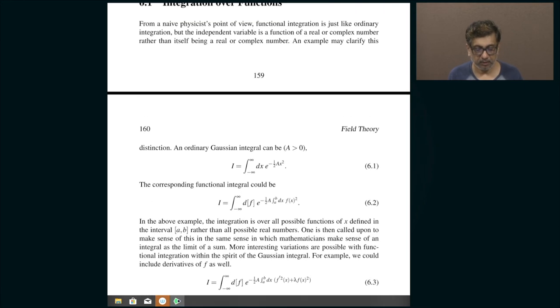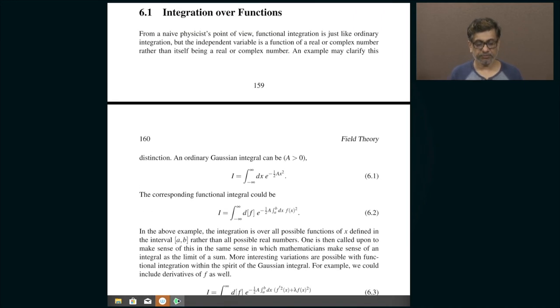So let me tell you what I mean by integrating over function spaces. Imagine you have an ordinary integration like this. What does this mean? Imagine a is some positive number and x is a real number, and you are trying to integrate over this. You get some answer: you will get the square root of pi by a as your answer. This is an ordinary integration.